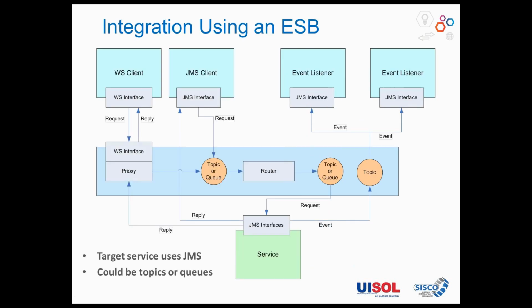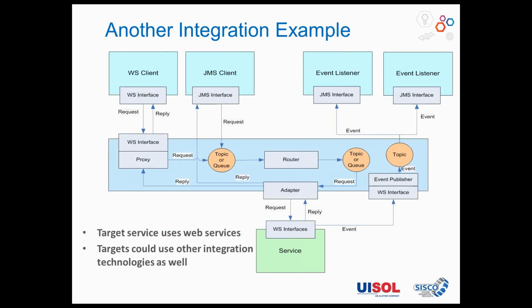This one is using a full enterprise service bus. Target services can use JMS. You can also have them using the topics and queues over here with routers in between. You can also have just straight web services coming across that bus from the service. So there's various methods and strategies that you can use for your integration. You have to pick which patterns you're going to use and when and how.